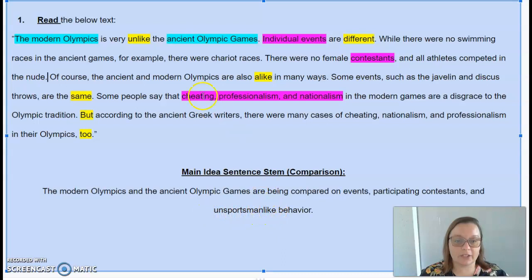So if you are cheating, if you're being unprofessional, or if you are misrepresenting your nation, then that would be considered unsportsmanlike behavior. So my final sentence stem for the main idea statement is: the modern Olympics and the ancient Olympic Games are being compared on events, participating contestants, and unsportsmanlike behavior.